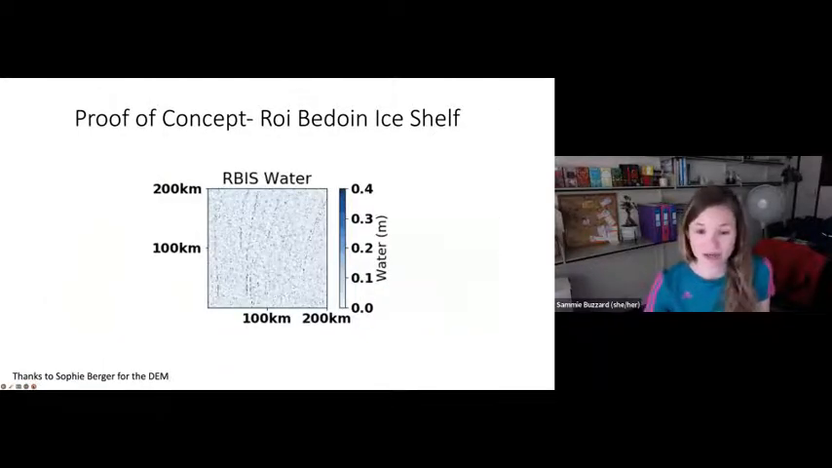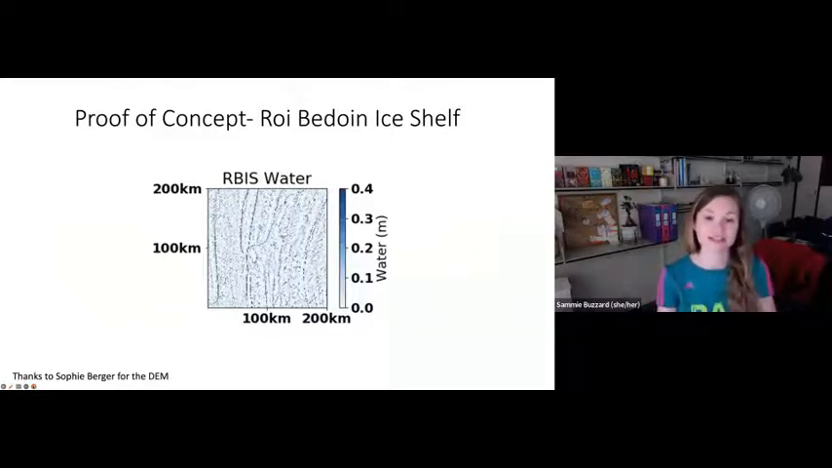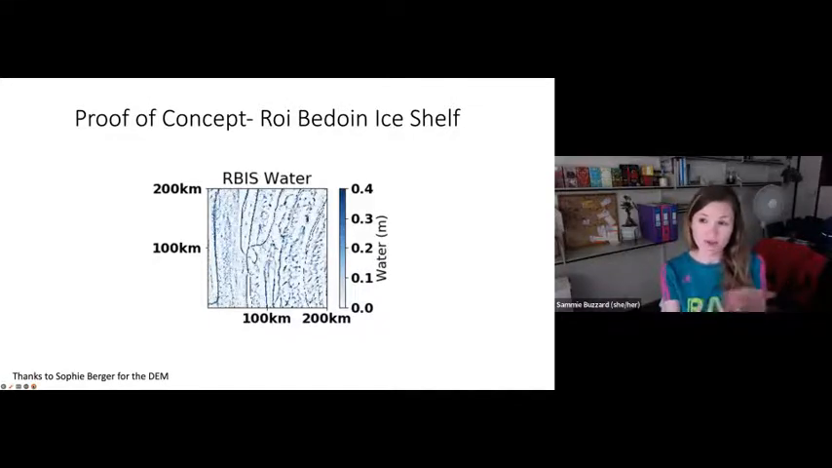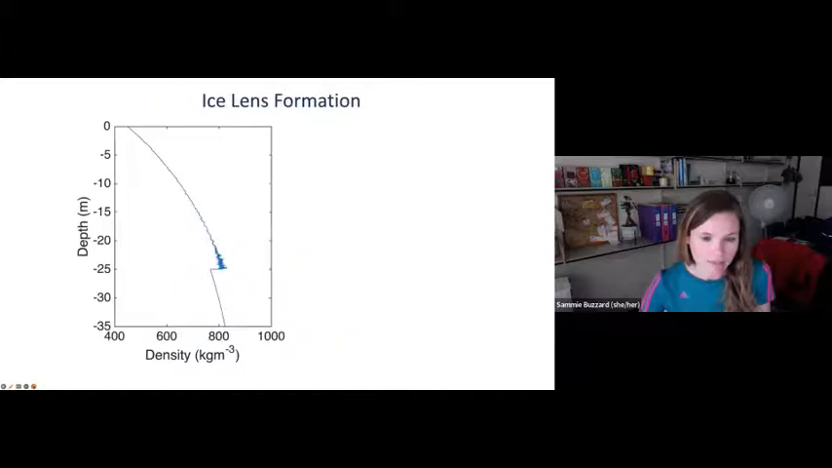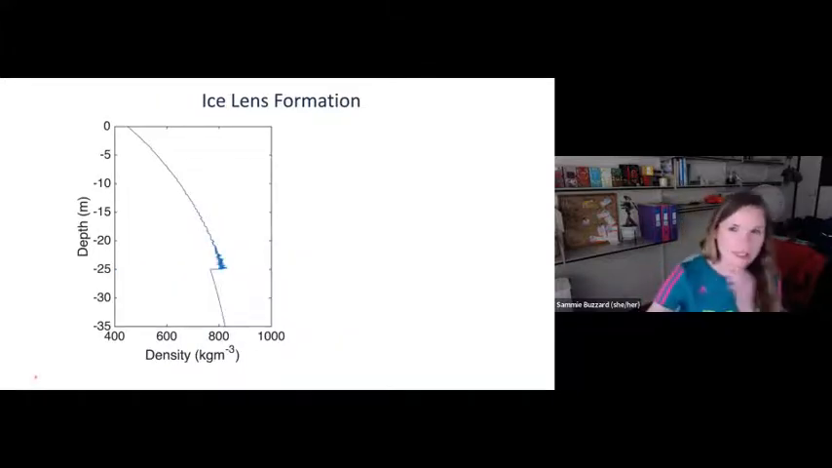Again, just because I quite like making these animations, this is the Roi Baudouin ice shelf. So a similar situation: if we take the existing surface heights or topography of the ice shelf, we can look at where water ends up on that ice shelf surface. So doing that, I'll just skip over these in the interest of time.